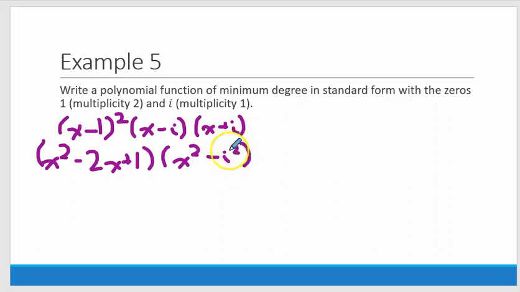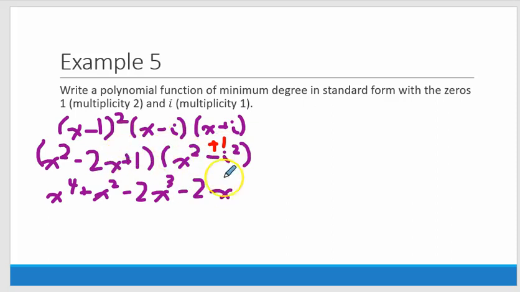Remember that this is equal to negative 1. So it's actually probably better to write that as x squared plus 1 instead. I'm replacing i squared with negative 1, so negative 1 is just a plus 1. So now I need to distribute one more time. So I have x squared times x squared and x squared times 1. And then negative 2x times x squared, negative 2x times 1. So just make sure you're multiplying every single combination of terms out.